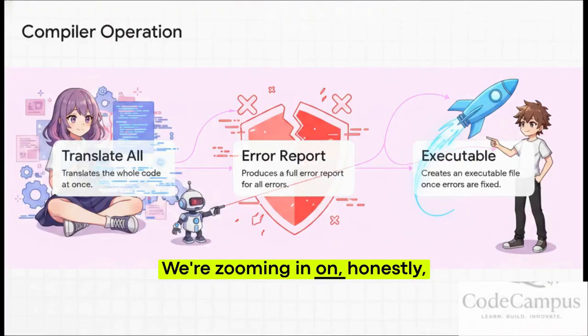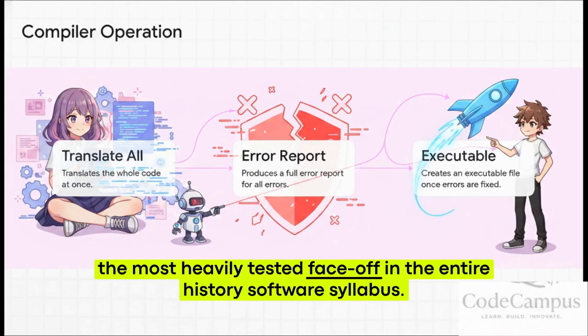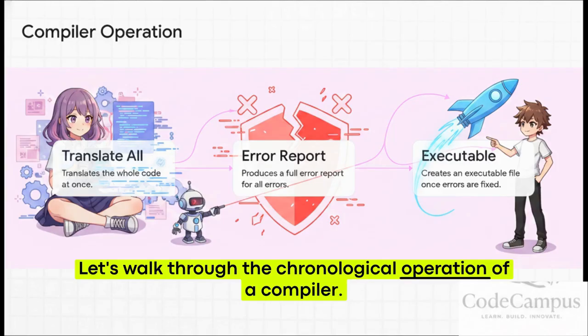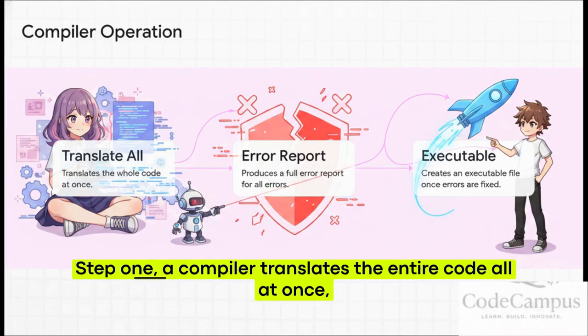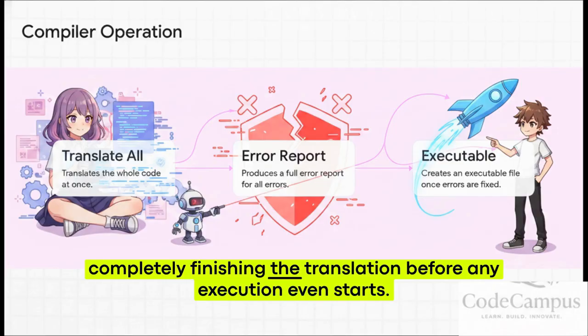We're zooming in on honestly the most heavily tested face-off in the entire software syllabus. Let's walk through the chronological operation of a compiler. Step 1, a compiler translates the entire code all at once, completely finishing the translation before any execution even starts.